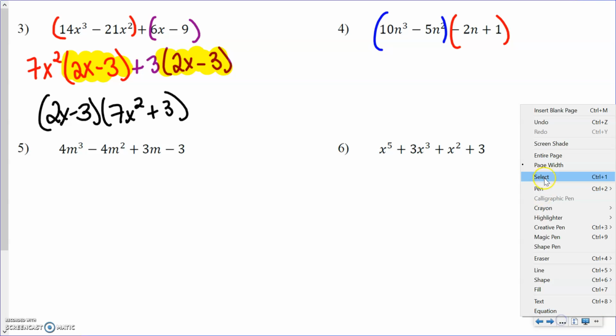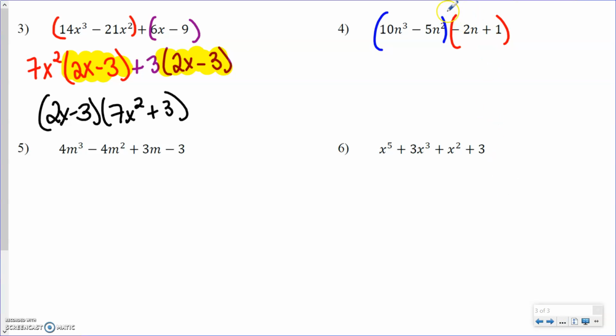Okay, remember there's technically a plus sign in there. Notice when there's a minus sign, I make sure I include it, but when there's a plus sign, I don't worry about it. So pay attention to your signs.